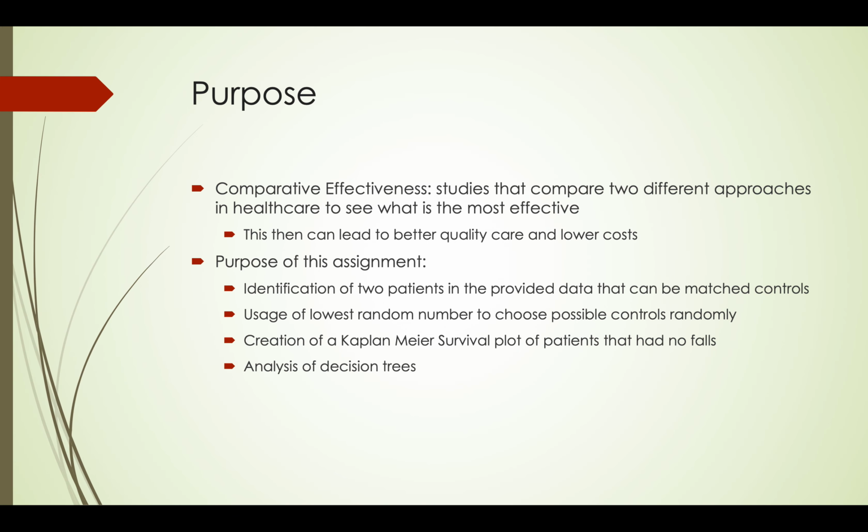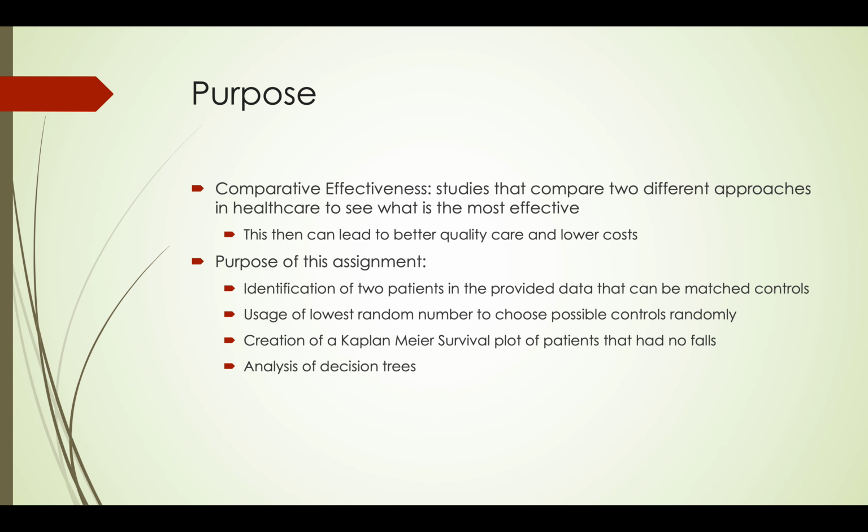A comparative effectiveness study compares two different approaches in healthcare to see which one is the most effective. This can lead to better quality care and lower healthcare costs. The purpose of this assignment, for part one, is to identify two patients in the provided data that are matched controls, using the lowest random number to choose other possible controls. We want to create a Kaplan-Meier survival plot of patients that did not fall.